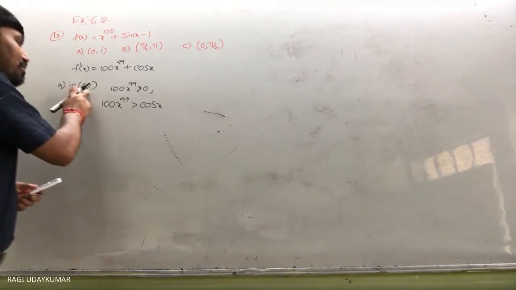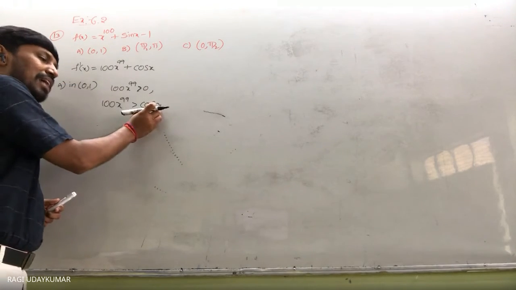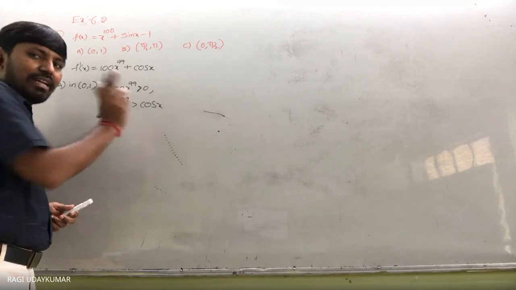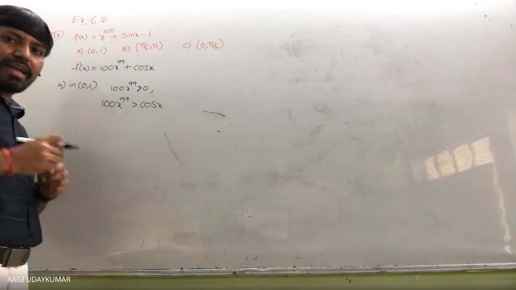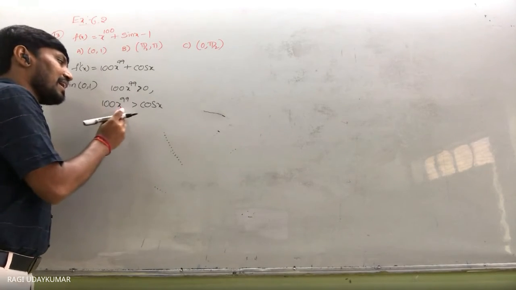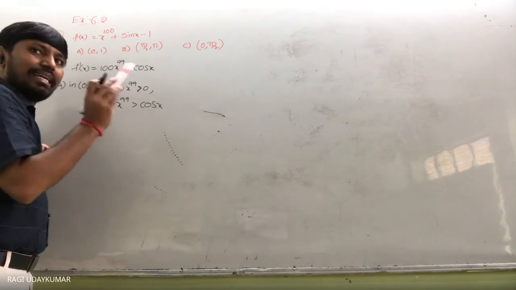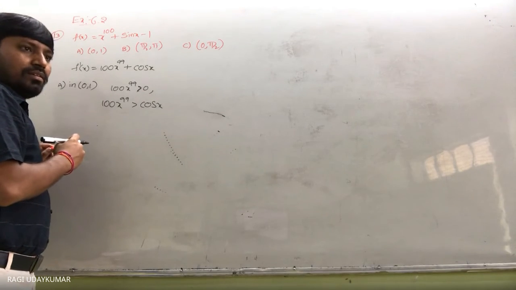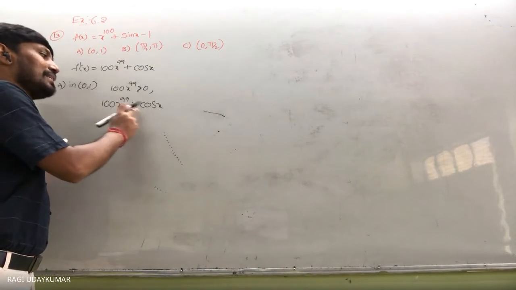Here radians should be taken. Whatever it will be, what is the maximum value of cos x? 1. Cos x maximum value is 1. So 100x power 99 is greater than 1, it will be greater than 1, right? Whenever you take it, it is greater than this one.